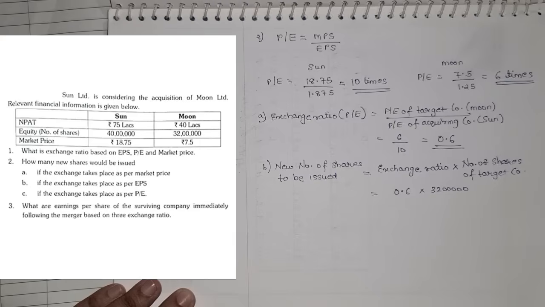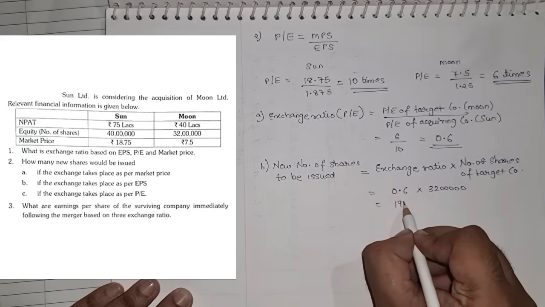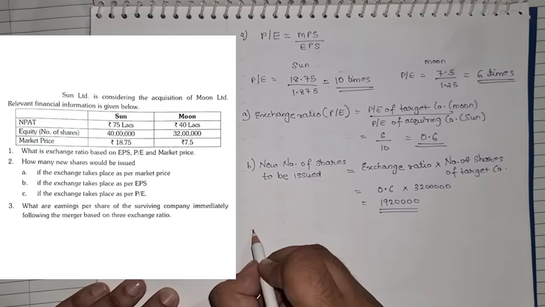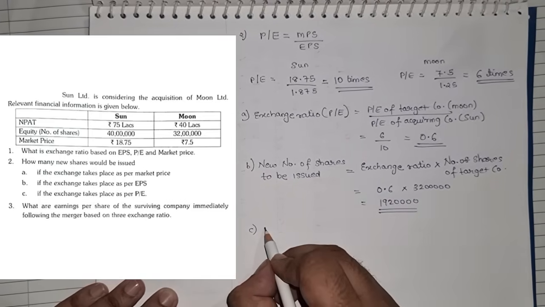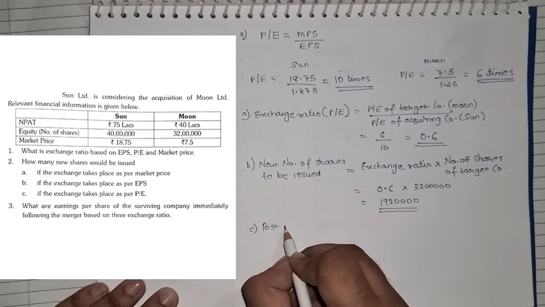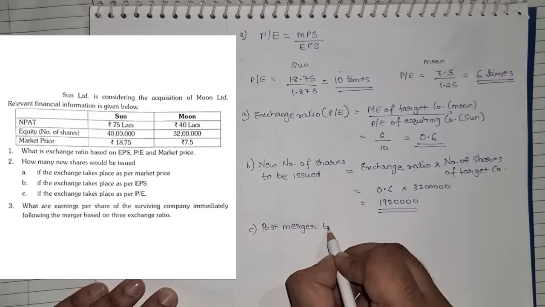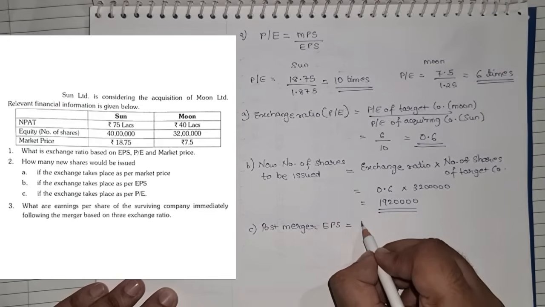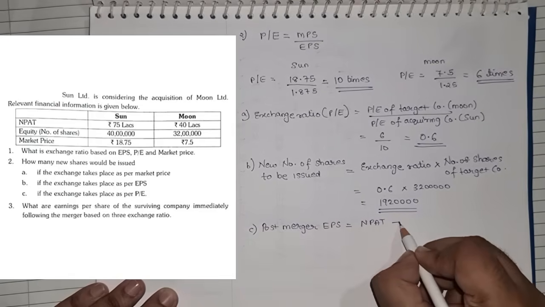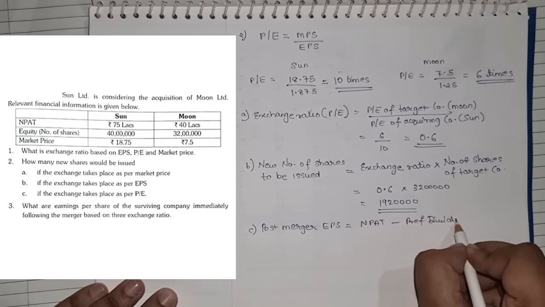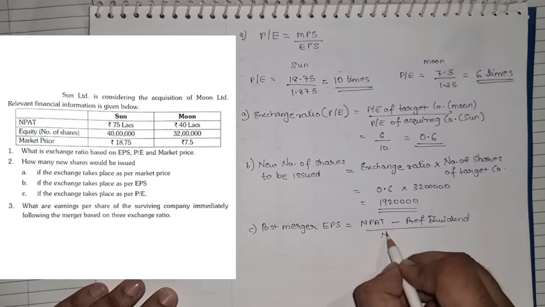Okay, so when I multiply 0.6 into 32 lakhs, we get the value as 19 lakh 20,000 as the new number of shares. C part, very simple. Now we are finding the post merger EPS. The formula will be net profit after tax minus preference dividend upon the number of equity share.